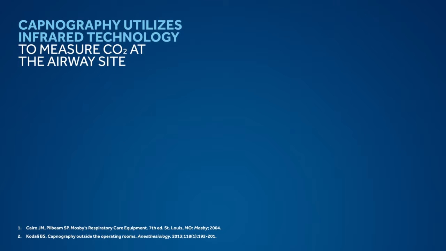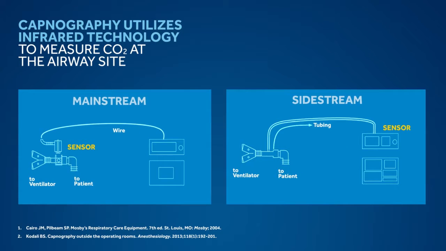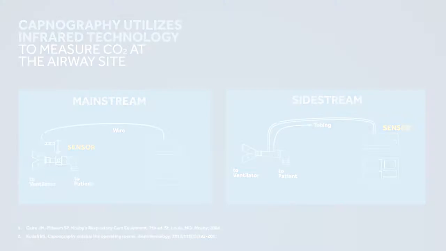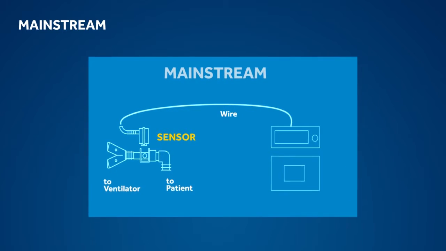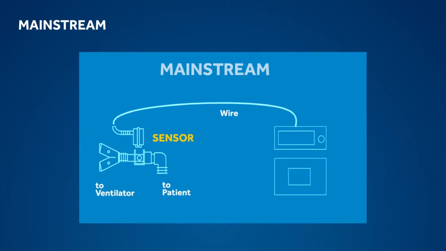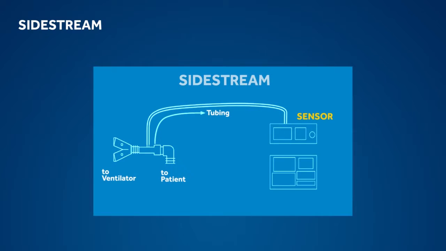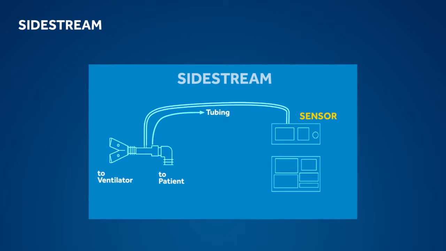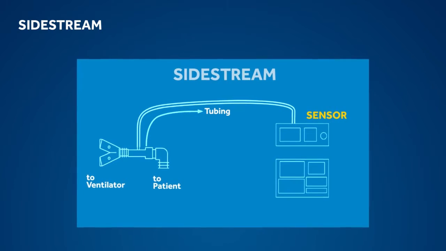There are two types of sensors that capnography uses to measure EtCO2, mainstream and sidestream. Both sensor types utilize infrared technology to measure CO2 at the airway site. The mainstream sensor is interposed between the tracheal tube and the breathing circuit. The mainstream measurement of CO2 is taken across the airway. In sidestream sensor technology, the respiratory gases are diverted via an adapter and a sampling line to the monitor housing the infrared sensor.